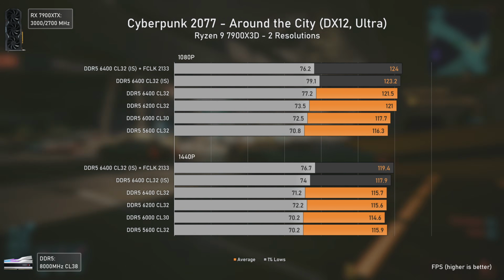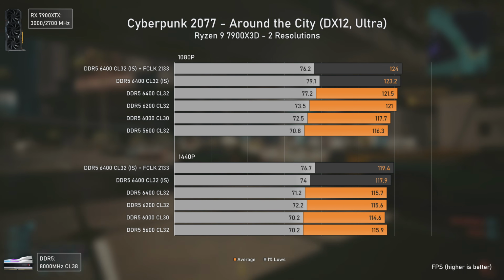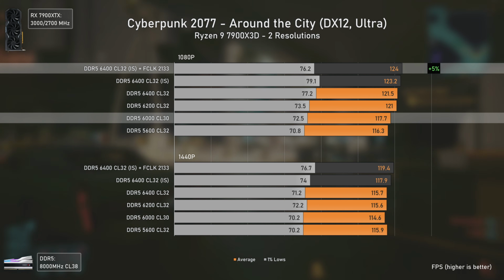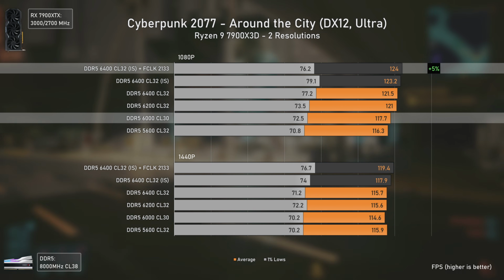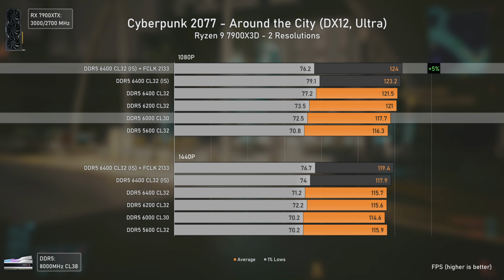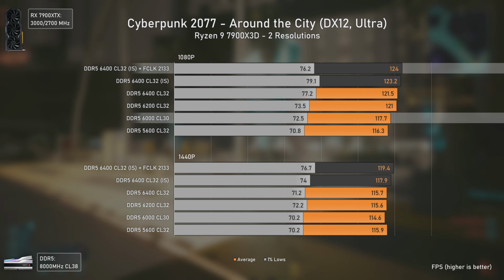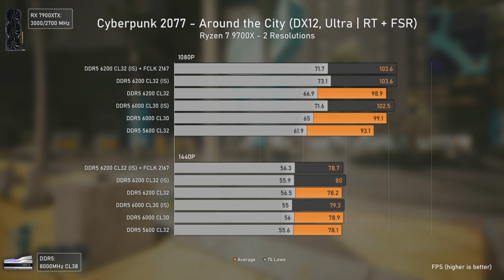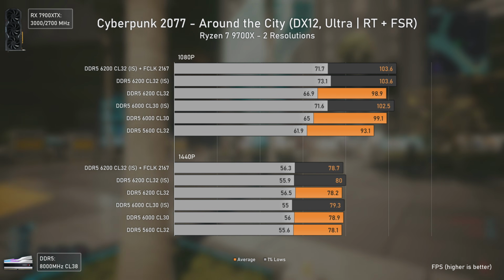And also in this game, even the Ryzen 9 7900X3D shows a little difference, with the top tier configuration being around 5% faster, with the 1% lows improving at both 1080p and 1440p every time you increase the frequency or decrease the timings. And enabling ray tracing and FSR delivers interesting results.